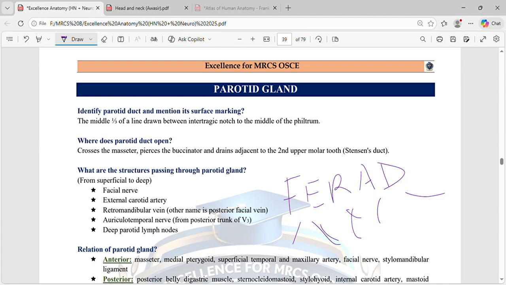Where does the parotid duct open? It crosses the masseter, passes the buccinator and the fat pad of the face and the mucous membrane, and joins adjacent to the second upper molar tooth, the Stenson duct.